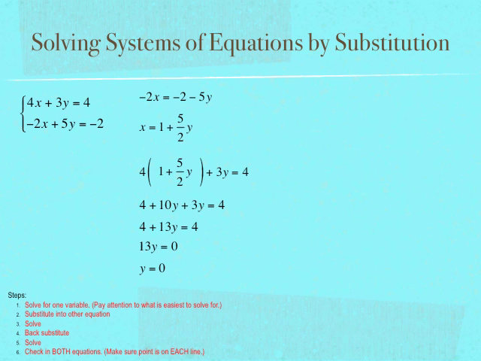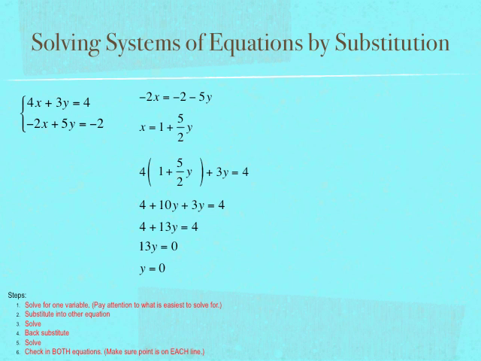Remember, 0 on the top of a fraction is fine. 0 on the top of a fraction is just 0. It's when we have 0 on the bottom of a fraction that it's undefined. That's when we have a problem. So I have one variable. Where do I plug that 0 in?